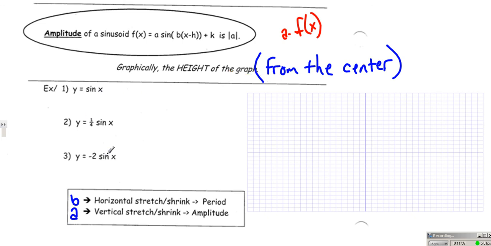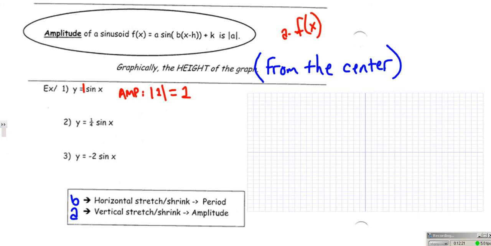So if we look at these 3 examples, and we want to find the amplitude of each one, we'll abbreviate amplitude like so. Amplitude is the absolute value of our a. We can't see any coefficient there, but there's an imaginary 1. So the absolute value of 1 is 1. So the amplitude of our parent function is 1.